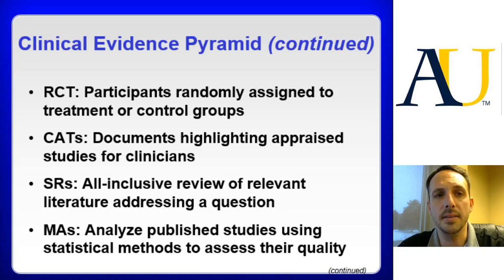The meta-analysis then goes one step farther to take the systematic review process and then recompile all of that data that's associated with all those different studies and reanalyze them using new statistics.